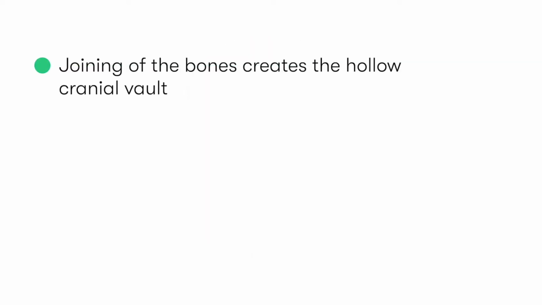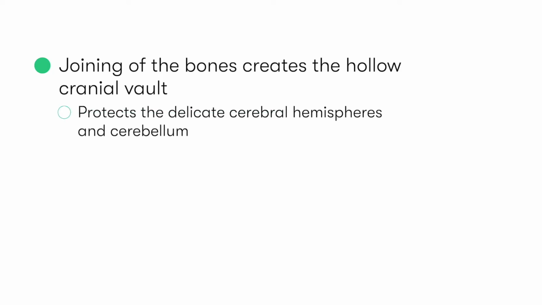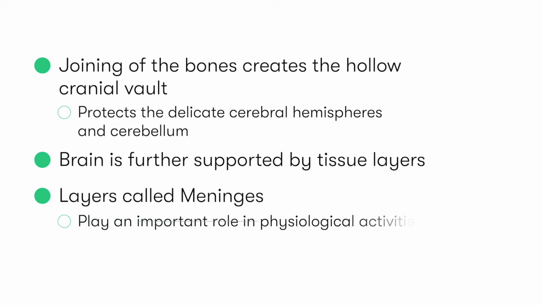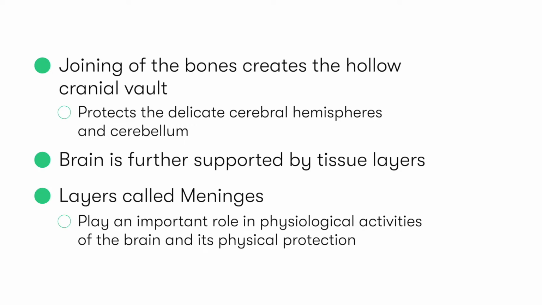The joining of these bones along their various sutures creates the hollow cranial vault, which houses and protects the relatively delicate cerebral hemispheres and the cerebellum. However, rather than the brain just being a free-floating structure within the cranial vault, it is further supported and protected by a complicated series of tissue layers, which line both the inner aspect of the skull and the brain itself. These layers, which are collectively referred to as the meninges, play a pivotal role in both the physiological activity of the brain and also its physical protection.